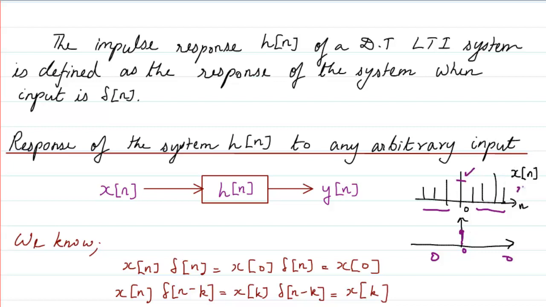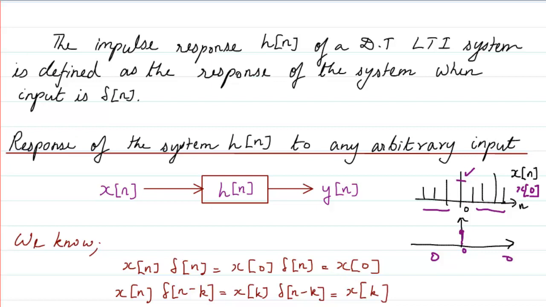That means only x of 0 will come as an output. And that is what this basically says: if you are going to have an x of n signal which you multiply with a sample signal, then it's as good as multiplying x of 0 with delta of n, which is basically x of 0 itself, because delta of n is 1.